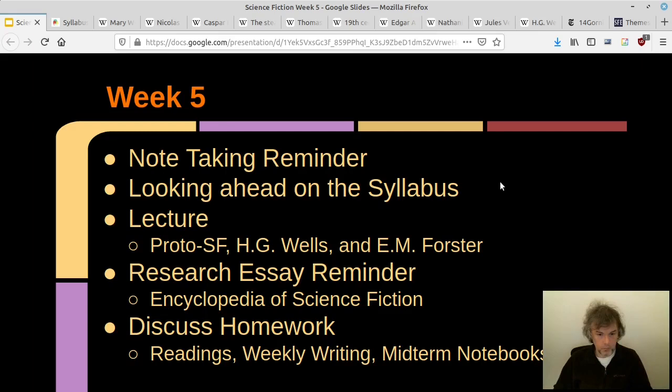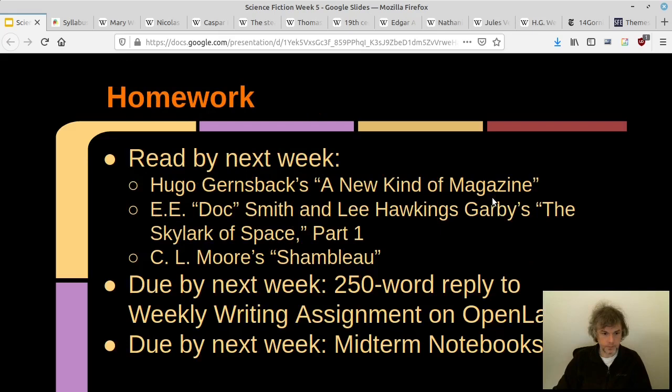All right, so that brings us to homework. For next week, I gave you links on the syllabus for Hugo Gernsback's A New Kind of Magazine. That's the editorial, I think page 3 is the very beginning of that magazine. It's only one page, but it tells you about science fiction. That's the word that came to be known as science fiction. Then we've got E.E. Doc Smith and Lee Hawkins Garby's The Skylark of Space, Part 1. You only have to read the first part. The other parts are in the subsequent issues of that magazine. If you want to read that, that's fine. And then C.L. Moore's Shambleau, which is a space opera kind of story that's a lot like the beginning of Star Wars, in a sense, more like Western meets science fiction. It's pretty cool. So we'll talk about those stories next week.